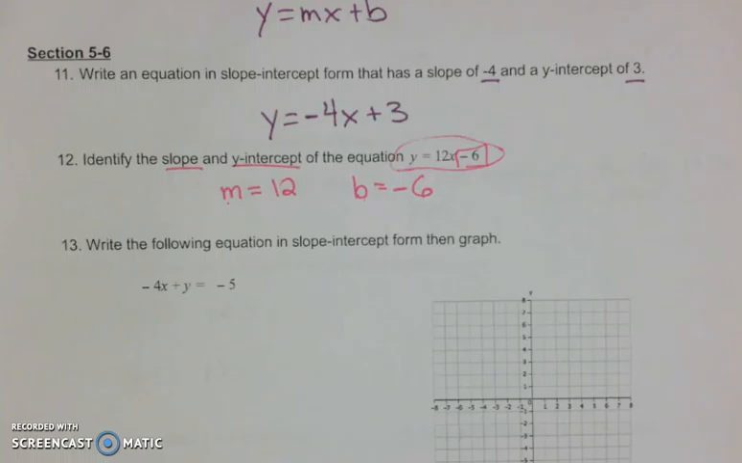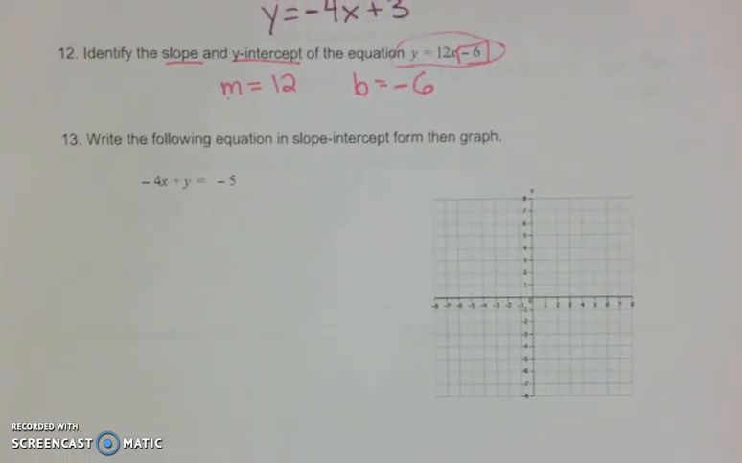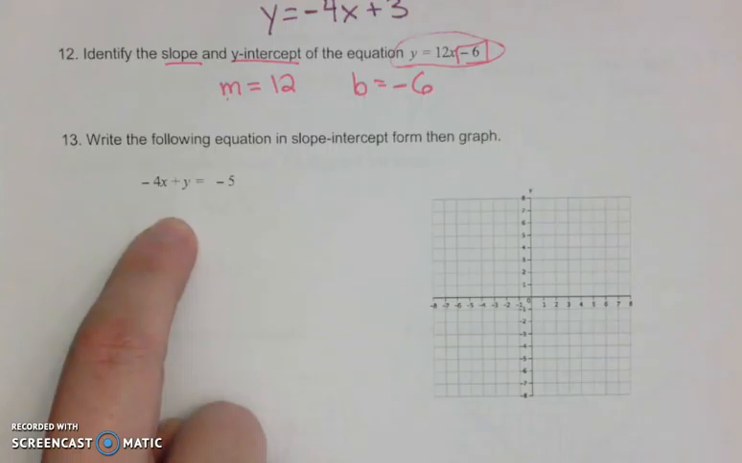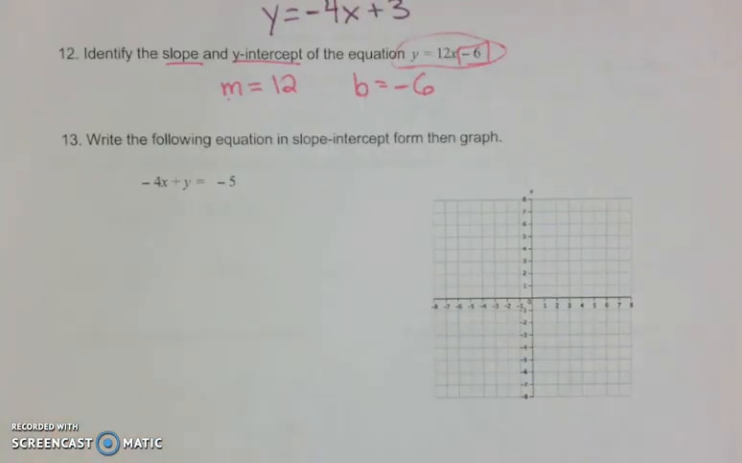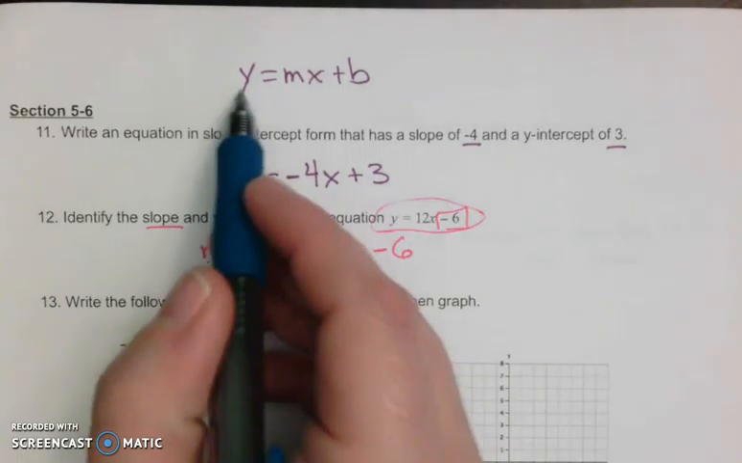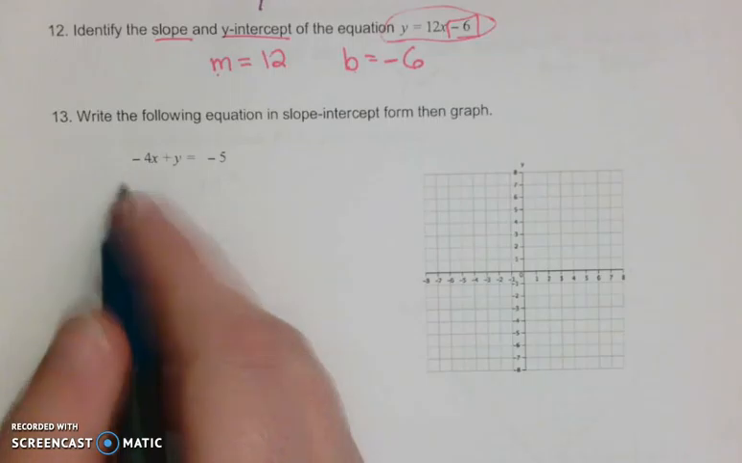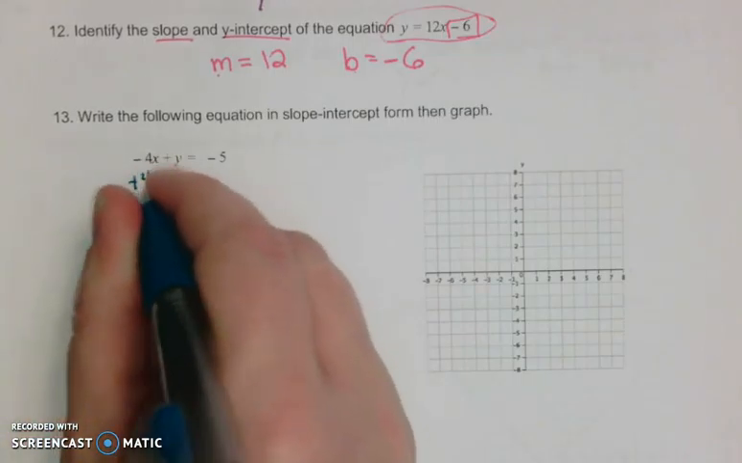And finally, we're going to graph. So it says write the following equation in slope-intercept form, then graph. So this one's worth 2 points. First is rewriting this, the second is graphing it. So to get it in slope-intercept form, we have to solve for y. Get y by itself. So to get this y by itself, I have to get rid of this -4x. To undo -4x, I add 4x.